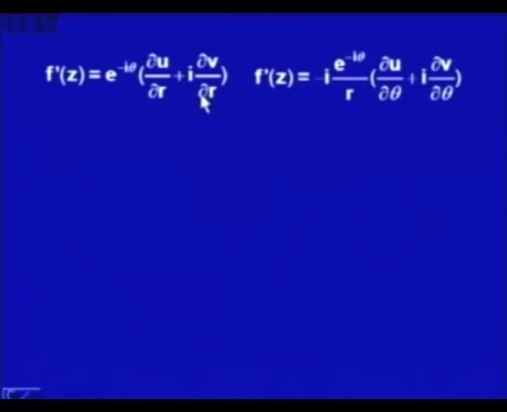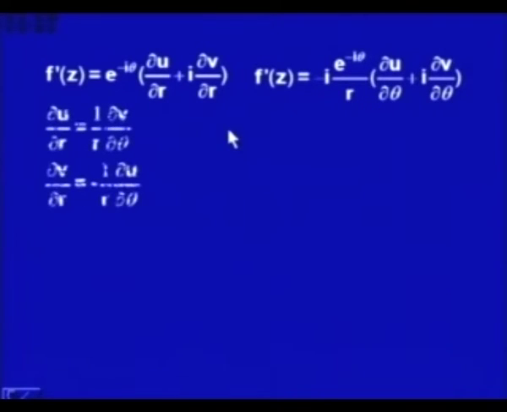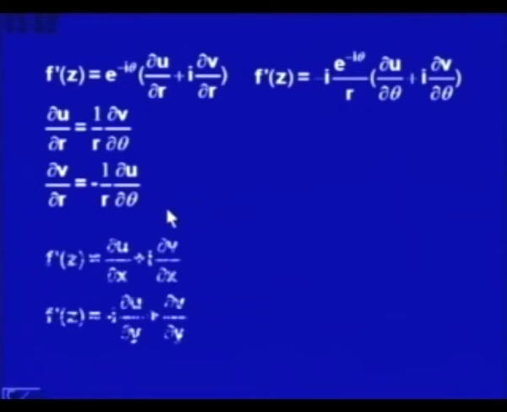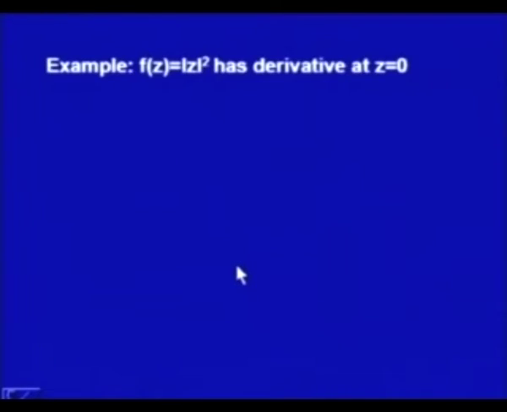So, f'(z) on path 1 is this, f'(z) on path 2 is this, and from here we have ∂u/∂r = (1/r) ∂v/∂θ, and from the imaginary parts we get ∂v/∂r = −(1/r) ∂u/∂θ. These are the polar forms of the CR equations. These are the Cartesian form of CR equations. CR is the short form of Cauchy-Riemann equations or Cauchy-Riemann conditions.